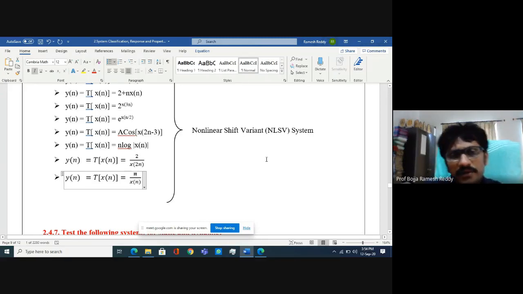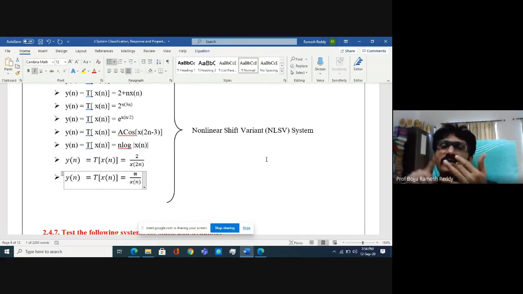We can test any system for linearity and shift invariance. Both properties are very important. Based on these two properties we can solve questions like classifying systems as linear shift invariant, linear shift variant, non-linear shift invariant, and non-linear shift variant systems.